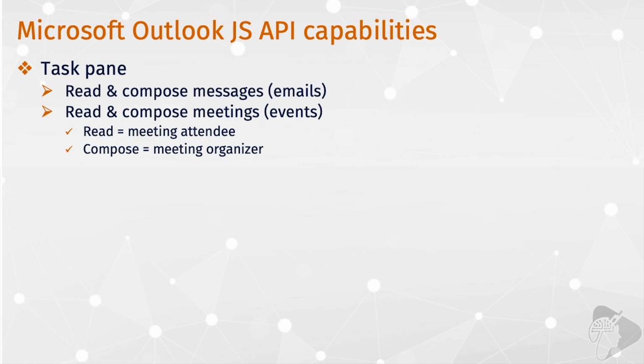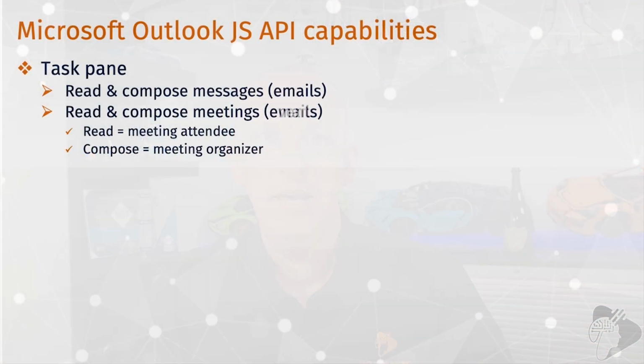And when you think about it, read, for an email, is like the email's been sent to you. So I'm looking at an email, I'm not writing an email. And when it comes to a meeting, when I'm looking at it, I'm an attendee. If I'm in the write mode, like compose mode for an email, I'm actually drafting an email. But if I'm in the compose mode for a meeting, well, I'm the organizer. I'm the one that's actually able to make edits and changes to it.